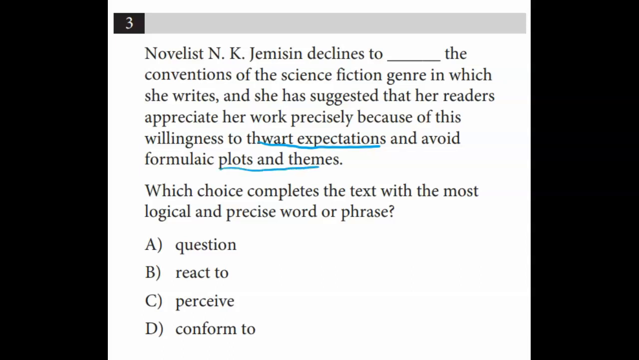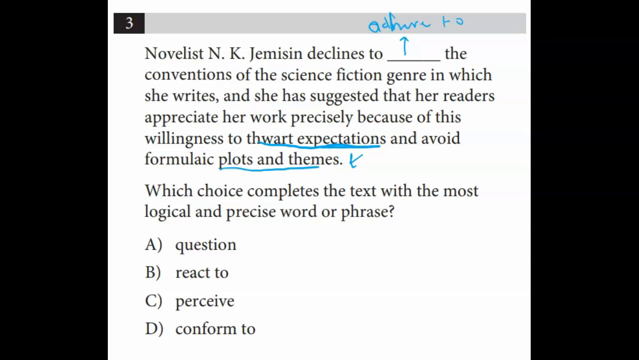Declines to, I think, adhere. You could read that. That's adhere. To adhere to the conventions of the science fiction genre in which she writes. She's clearly not following them because she's thwarting expectations. These expectations are the conventions of the science fiction genre. And one of the reasons is that she describes it as formulaic plots and themes. So she's doing the opposite of what most people do.